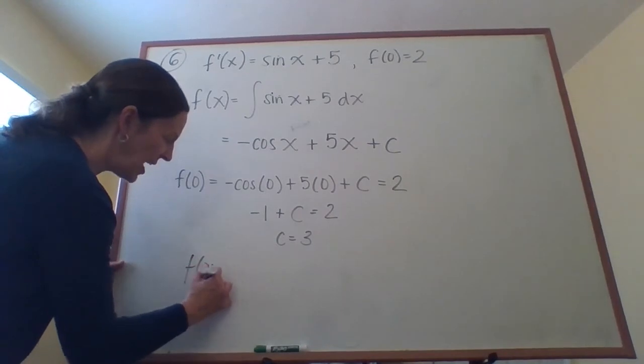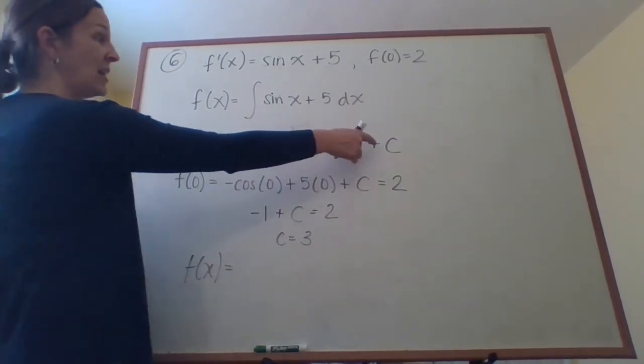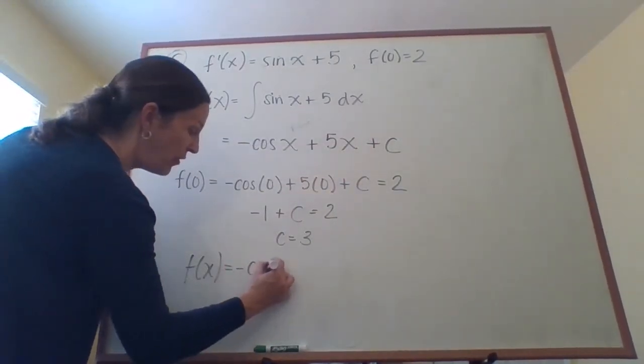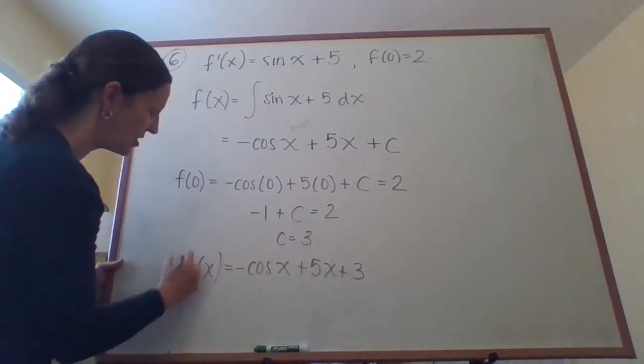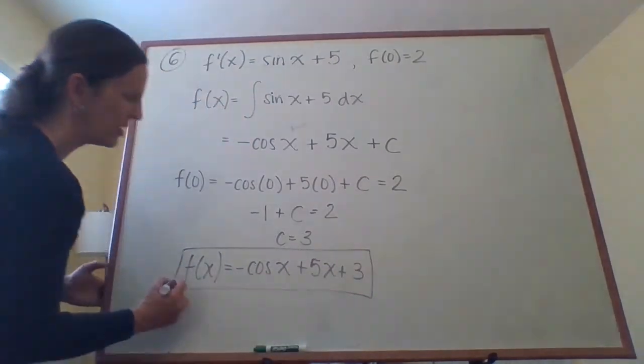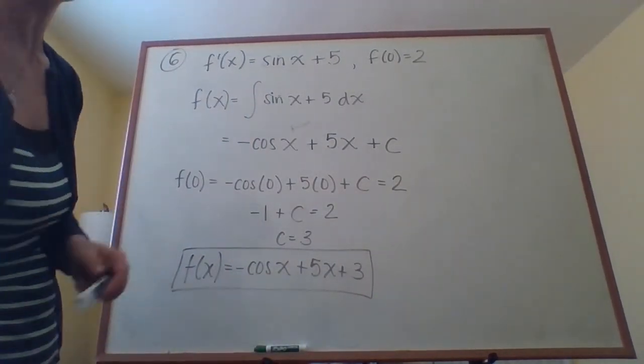That means my final answer here was plugging back in that value for c. So f of x is negative cosine x plus 5x plus that constant that I solved for, which is 3. And that's the final answer for 6b.